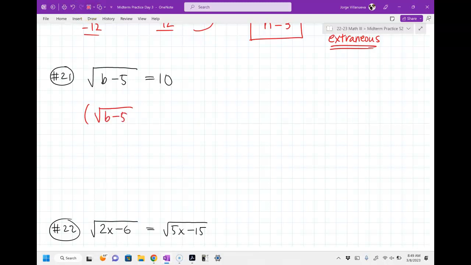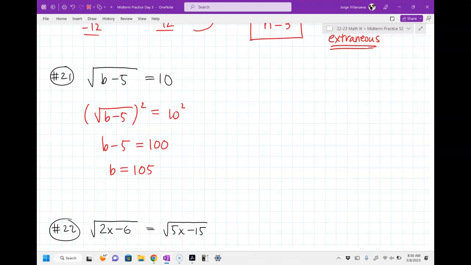Square root of b minus 5 squared is equal to 10 squared. So the square root of b minus 5 squared is just b minus 5. And 10 squared is 100. Okay. And if I add 5 to both sides, I get b equal to 105. Now I got to check it, right? Because that's my answer. That was quick, right? No need for X methods here.